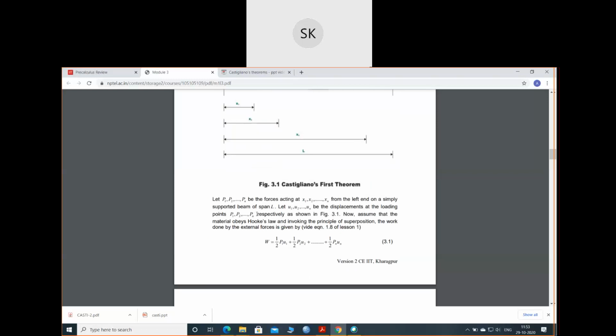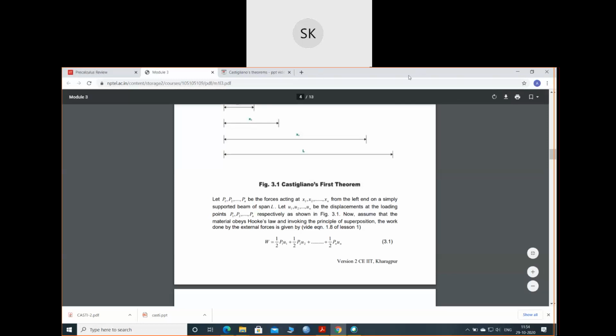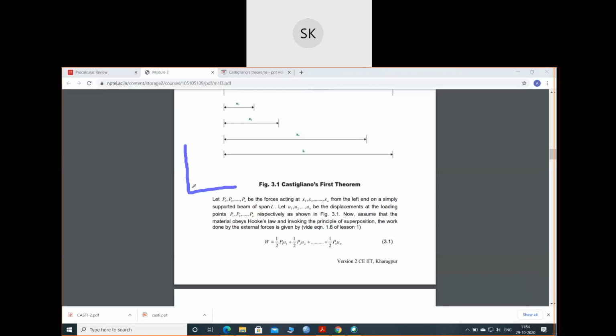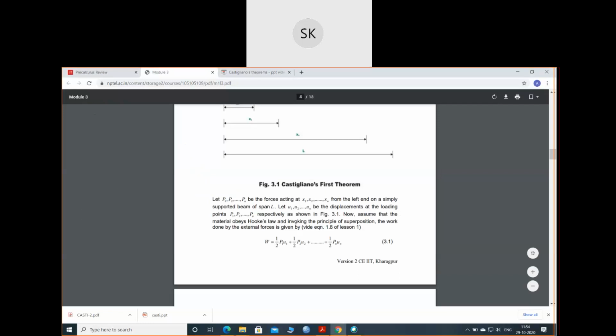Due to P1, P2 and Pn. Now assume that the material obeys Hooke's law. What does Hooke's law say? If you see from the stress strain diagram, Hooke's law is applicable to the elastic limit only. It says that when you apply a load, it will get deflected, but when you remove the load, it will come back to its original position. The material is in elastic limit. So we are assuming that the material obeys Hooke's law and invoking the principle of superposition.